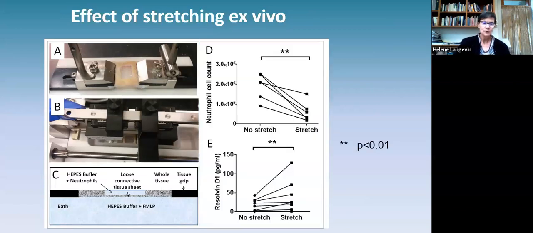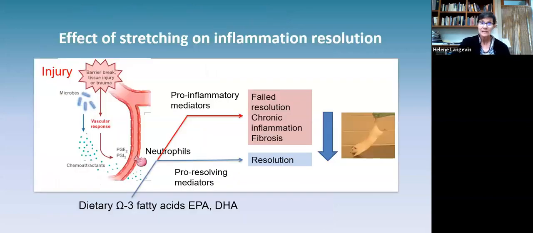And what we saw is that the neutrophil migration was reduced after stretching for 2 hours. And neutrophil migration is a very important part of the inflammatory response. So this was, of course, observed ex vivo. So it's a purely local effect of stretching. We also measured a greater concentration of resolvins in the stretched tissue compared with non-stretched. So what this suggested is that stretching indeed seems to be promoting this inflammation resolution in this particular model.